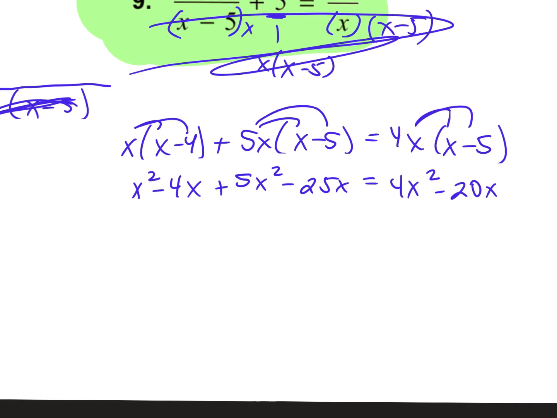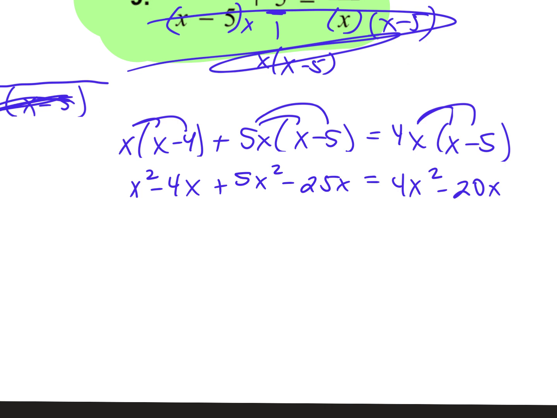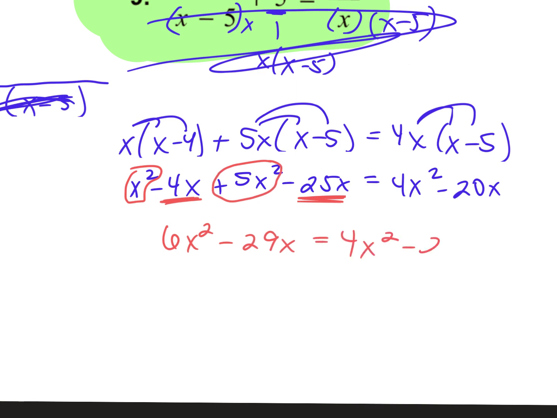This problem should look real familiar to the one we just did. What kind of a problem is this? It's a quadratic. My highest exponent is x squared. Combine everything you can on one side to get like terms all together. So I have a 1x squared here and a 5x squared here. What's 1x squared plus 5x squared? 6x squared. It's good. I have a negative 4x and a negative 25x gives me negative 29x equals 4x squared minus 20x.